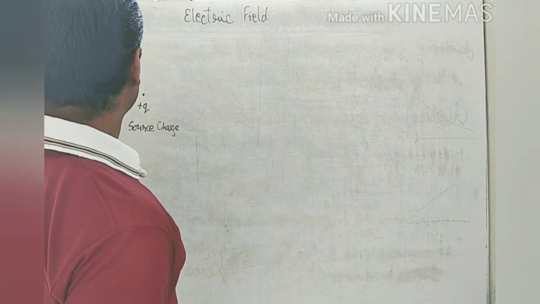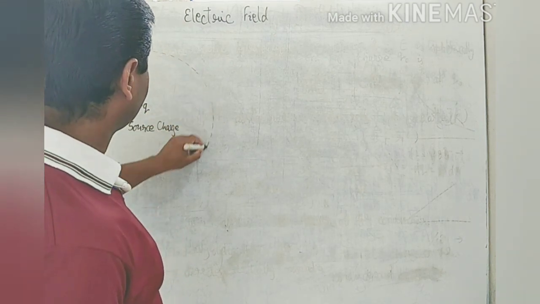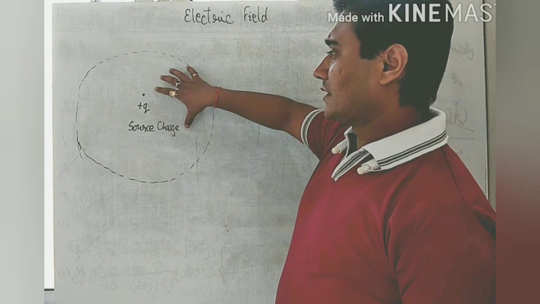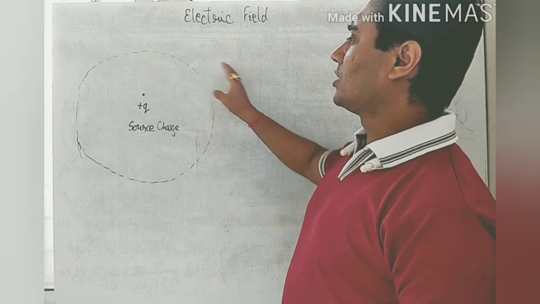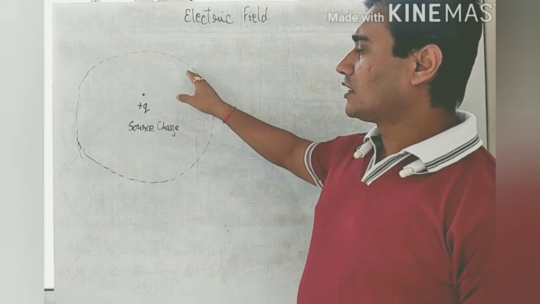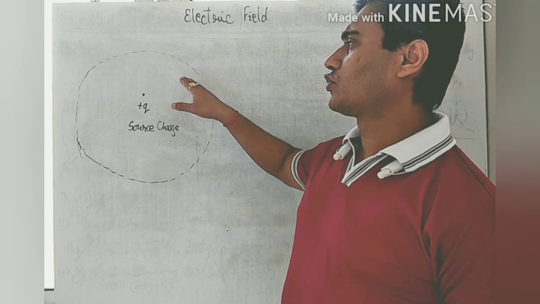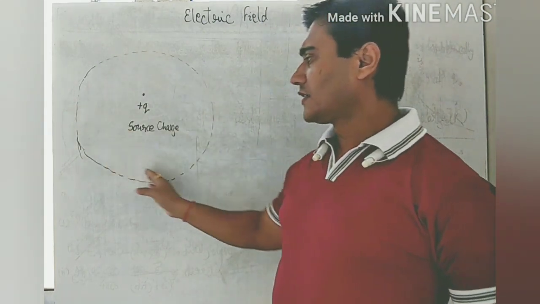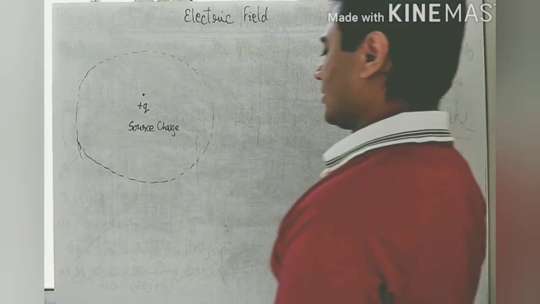Now, source charge around this, say this is an imaginary boundary that we are drawing. This boundary is said to be the electric field if, within this, we bring a test charge, and that upcoming test charge experiences some sort of electrostatic force due to the presence of the source charge. So this boundary is said to be the electric field of this source charge. Got it? Okay. So now let's have the next topic, that's electric field strength.